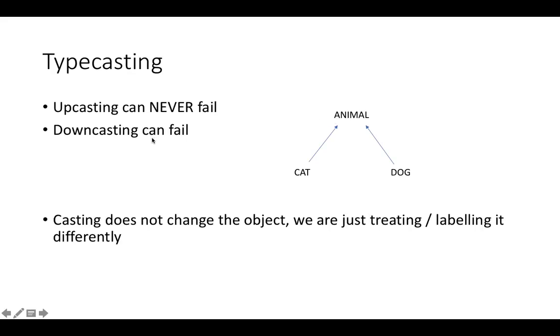But downcasting can fail. So for example, I have an animal. I'm going from general to specific here. So I have an animal, and then I'm treating this animal as a cat. But what if the animal is actually a dog? Because you are treating it as a cat, you want to call canSeeInTheDark. But actually, you don't have that function inside the object because that object is actually a dog. Okay? So downcast can fail, but upcast can never fail.